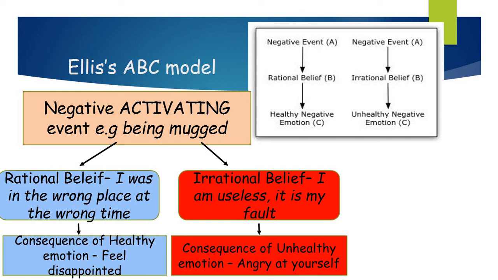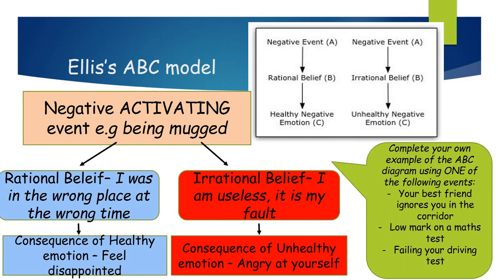So the ABC model refers to A, the activating event, B, the belief that's in place, whether that's rational or irrational for a depressed person, and then the consequence, what is the consequence of that belief, and how does that affect the mood, depression being a mood disorder.